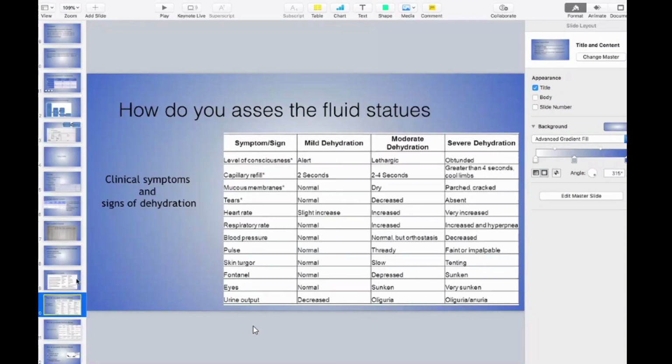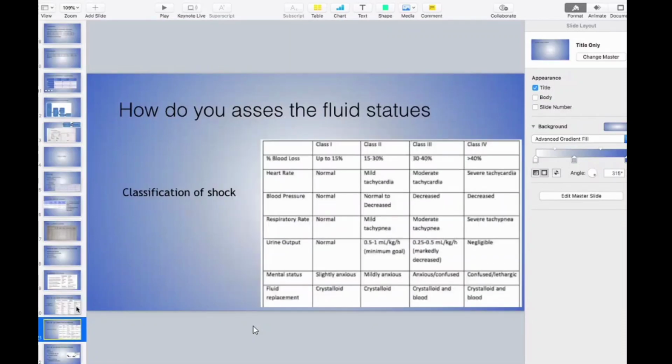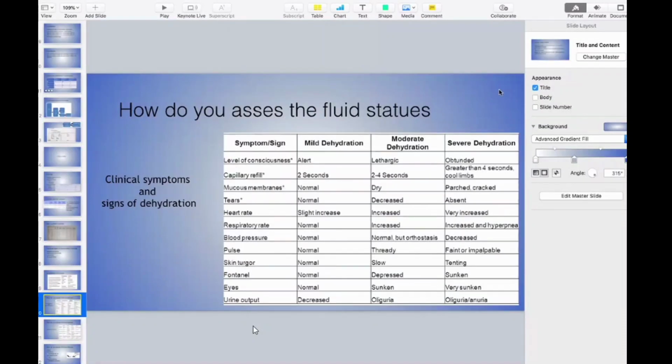Okay, so these are the clinical features of dehydration, and these are the clinical features of severe shock. So we can see what the features of dehydration and hypovolemia are. Now you have to assess clinically. It is your history, your examination, and the relevant investigations that will give you the fluid status of the patient.